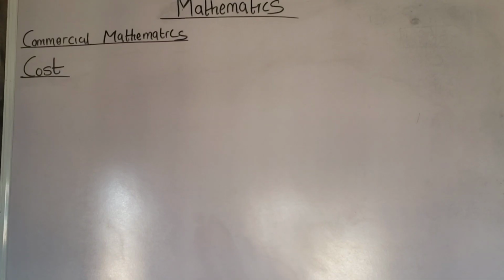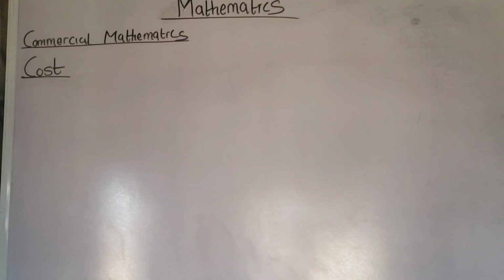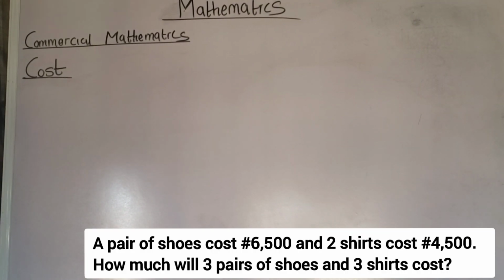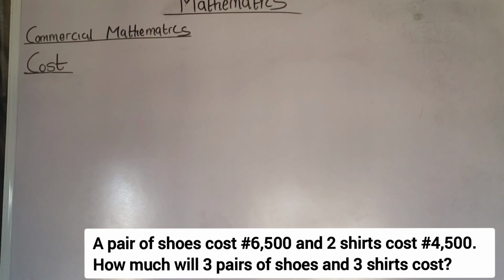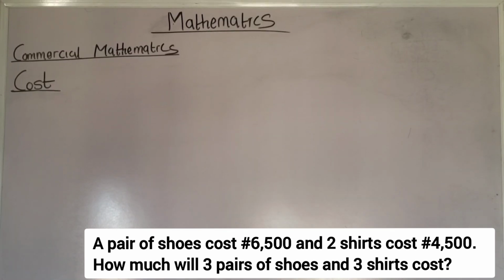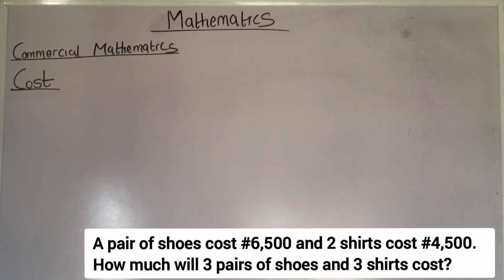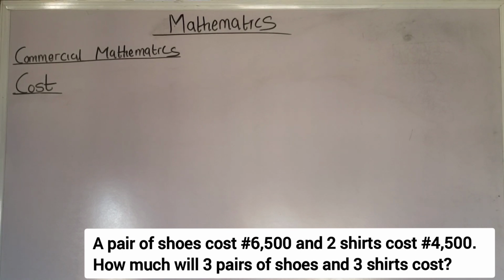$21.20. Do you understand? Okay, let's proceed to the second question. A pair of shoes costs 6,500 naira and 2 shirts cost 4,500 naira. How much will 3 pairs of shoes and 3 shirts cost?